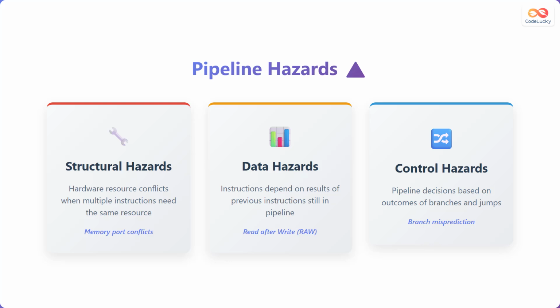The second type is data hazards. These arise when an instruction depends on the result of a previous instruction that is still in the pipeline. A common example is read after write, or RAW hazards. The third type is control hazards. These occur when the pipeline has to make decisions based on the outcomes of branches and jumps, which can lead to branch mispredictions. Addressing these hazards is crucial for maintaining the efficiency and correctness of pipelined execution.